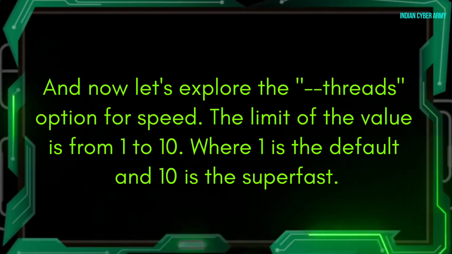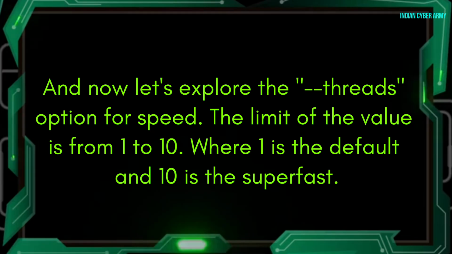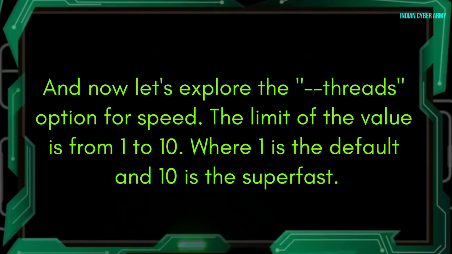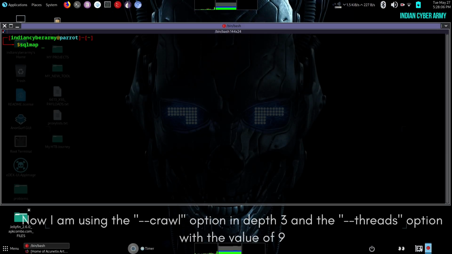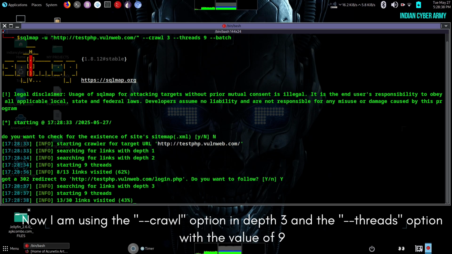And now, let's explore the --threads option for speed. The limit of the value is from 1 to 10, where 1 is the default and 10 is super fast. Now I am using the --crawl option in depth 3 and the threads option with the value of 9.